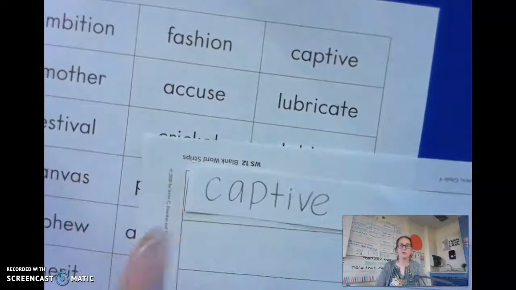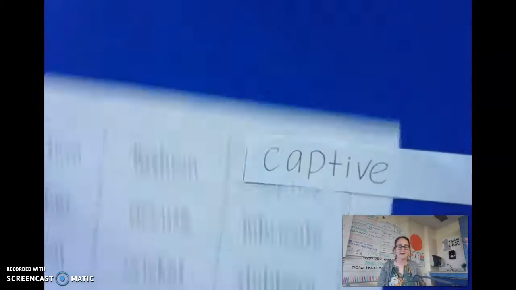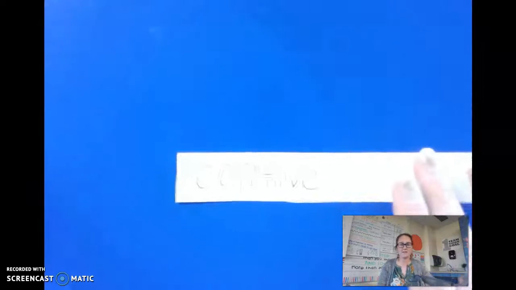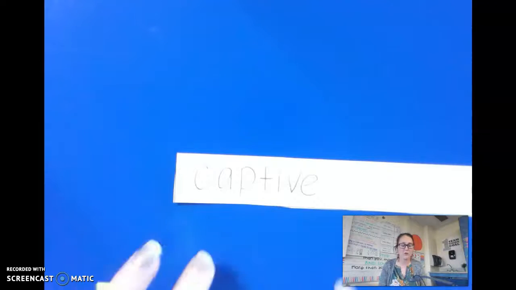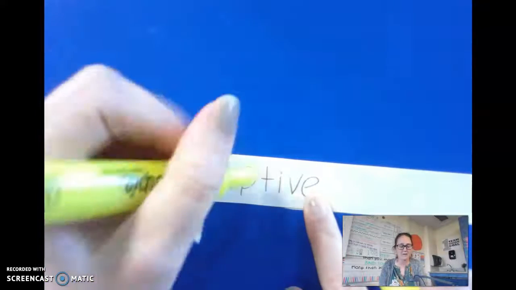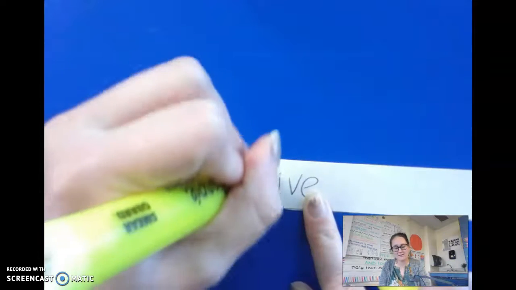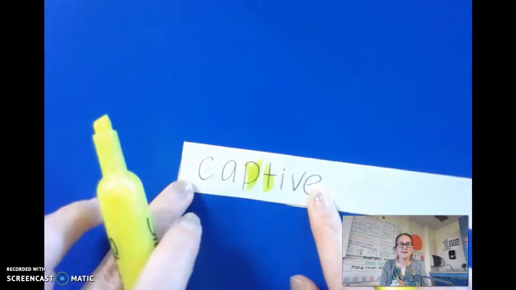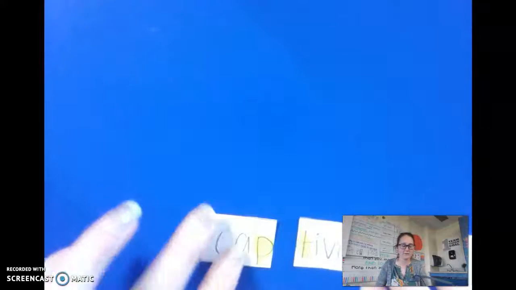After you have written the word and you've cut out your strips, you are then going to highlight the consonants between the two vowel parts where the syllable breaks. So for the word captive, I would highlight the P and the T. Once you've highlighted your consonants, you will then cut the word into its separate syllable parts, like I have done right here.